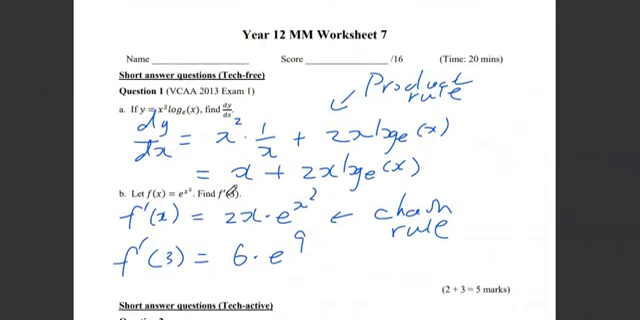So the first question is just a general product rule question. We separate this function into two parts, x squared and log e of x, and we take the derivative of one part. So here we took the derivative of log e x and kept x squared as the original, and did the opposite on this side. And then we just simplified and we get this.